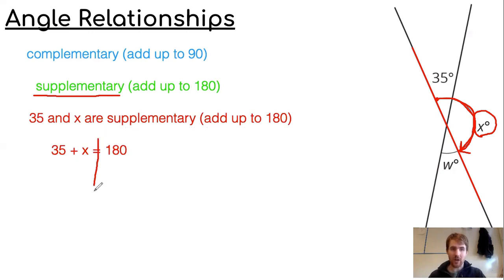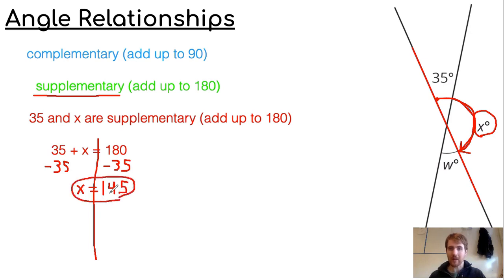So we can go through, draw a line down the middle. We want to figure out what x is, so we'll subtract 35. Of course, if we do it on one side, we also have to do it on the other side of the equal sign. We're left with just x equals 145. And that's our answer.